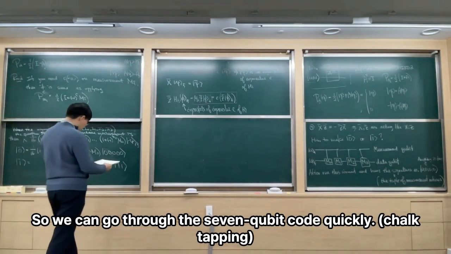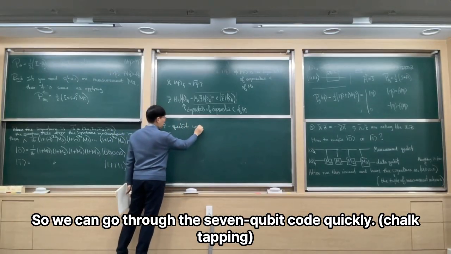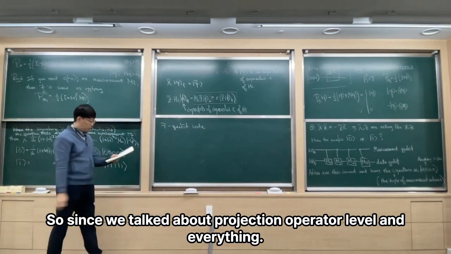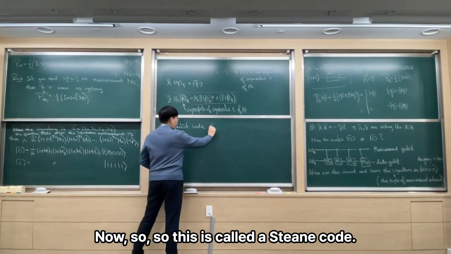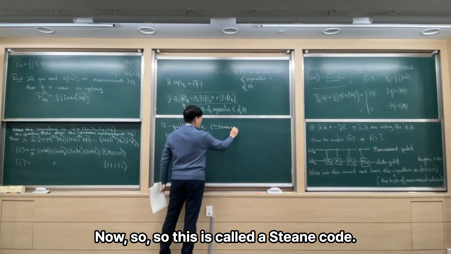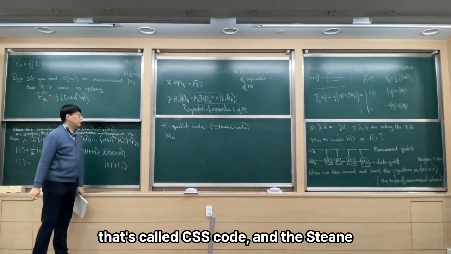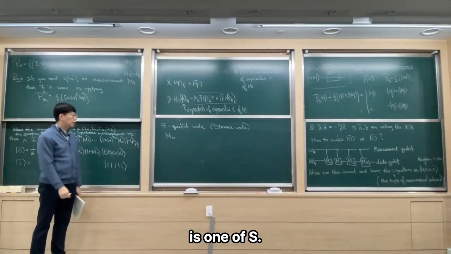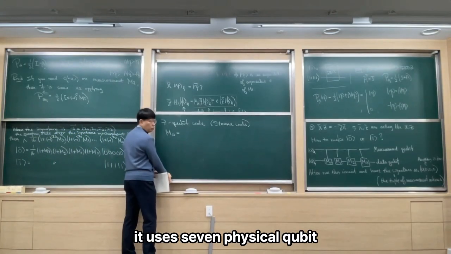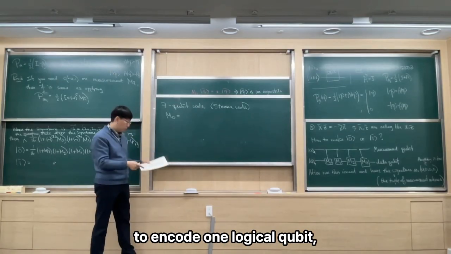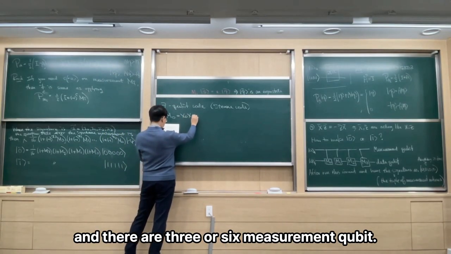So we can go through the 7-qubit code quickly. Since we talked about projection operators and everything, now this is called the Steane code, and it is a famous type of code called a CSS code. As the name indicates, it uses 7 physical qubits to encode 1 logical qubit, and there are 6 measurement qubits.